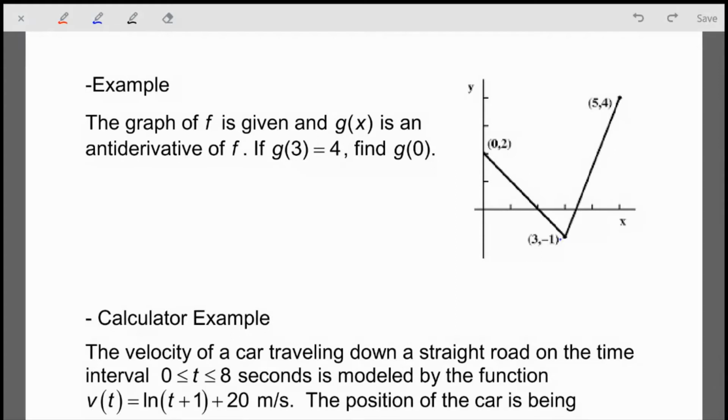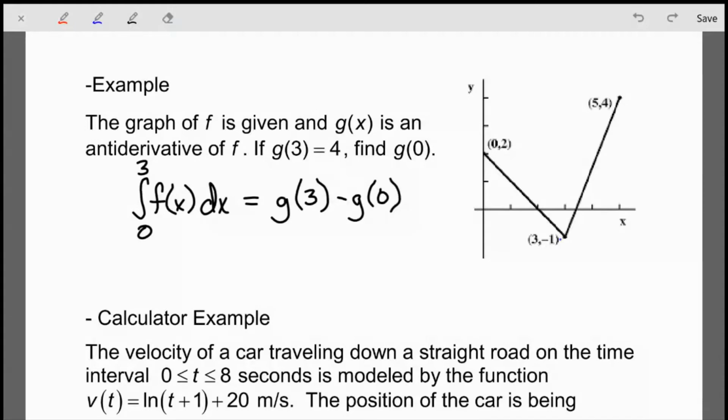Okay, so anytime we look at these problems, and I gave you a worksheet at the end of this set of notes, if you always remember what that second part of the fundamental theorem of calculus says, this becomes very, very simple. So we're talking about integrating the f function. If I were to integrate the f function from 0 to 3, assuming g is an antiderivative, that would give me g of 3 minus g at 0.